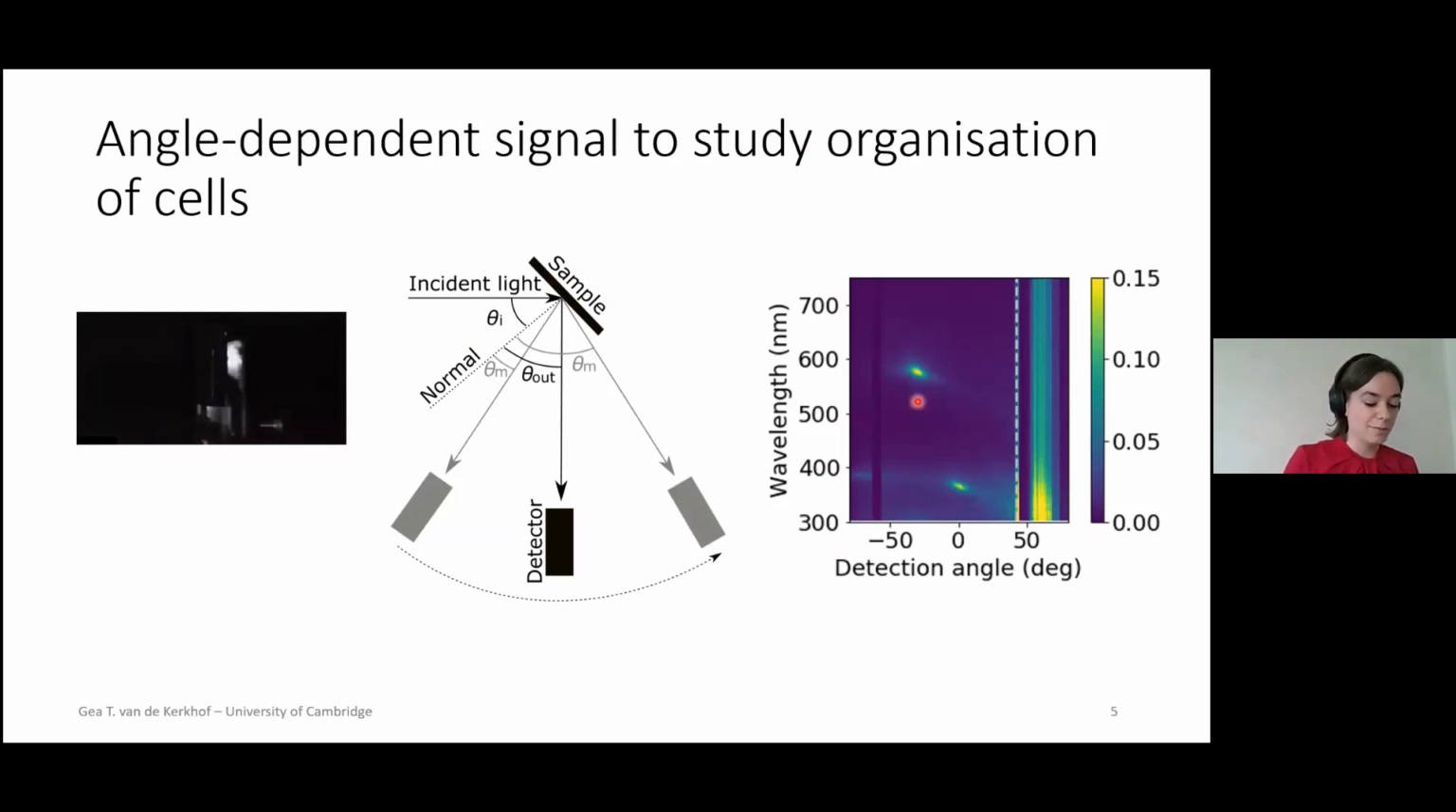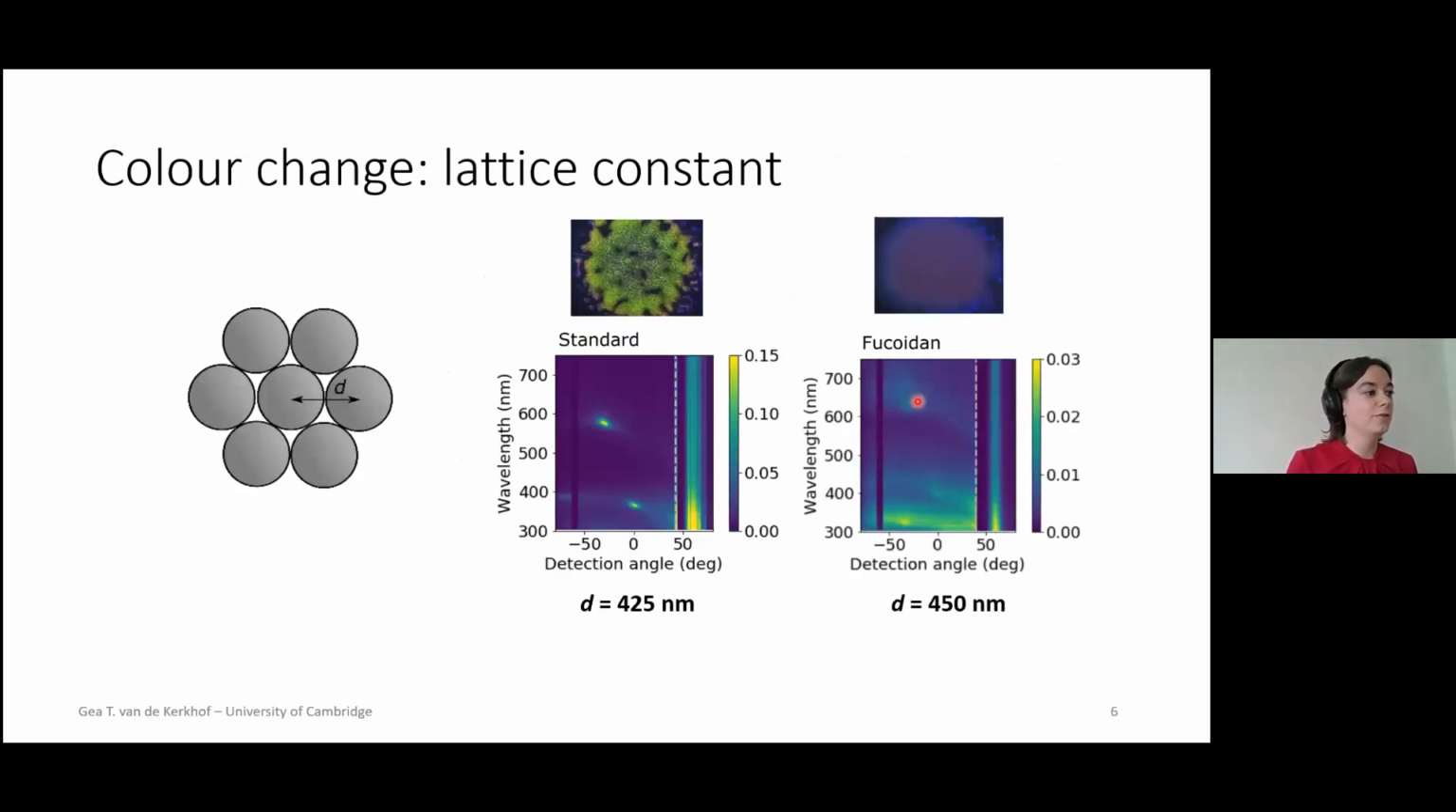And from these types of measurements, we can derive a lot of information on the structural organization of the bacteria. One thing that we can find out is the origin of the color change, which stems from a change in the lattice constant. The lattice constant is indicated here in this sketch by the parameter D. So it's the interbacterial distance of the cells, and we can measure this distance by analyzing the optics of the plots.